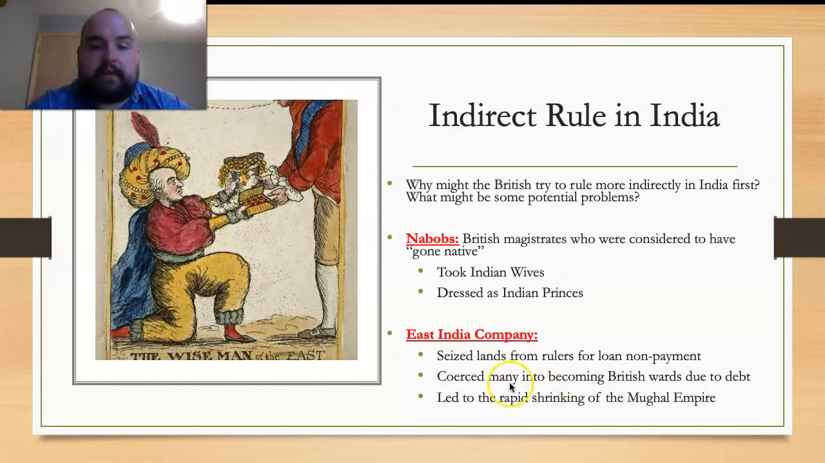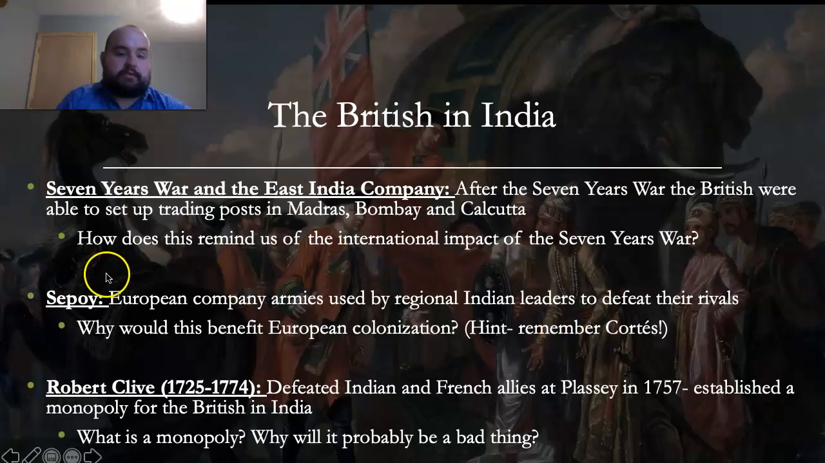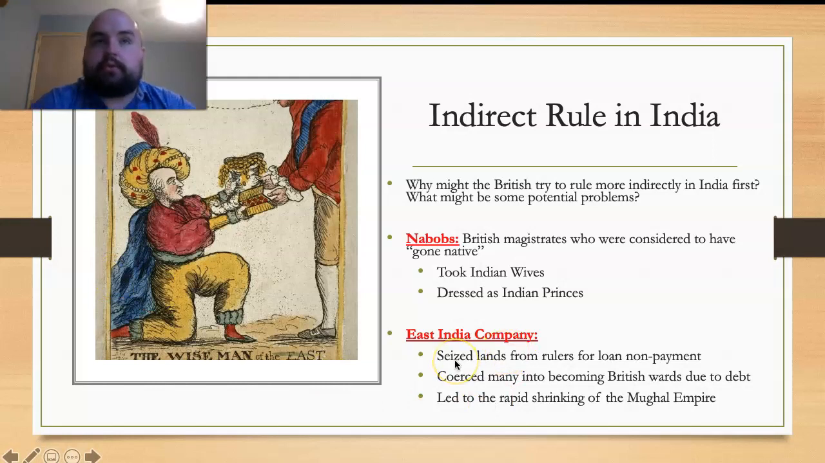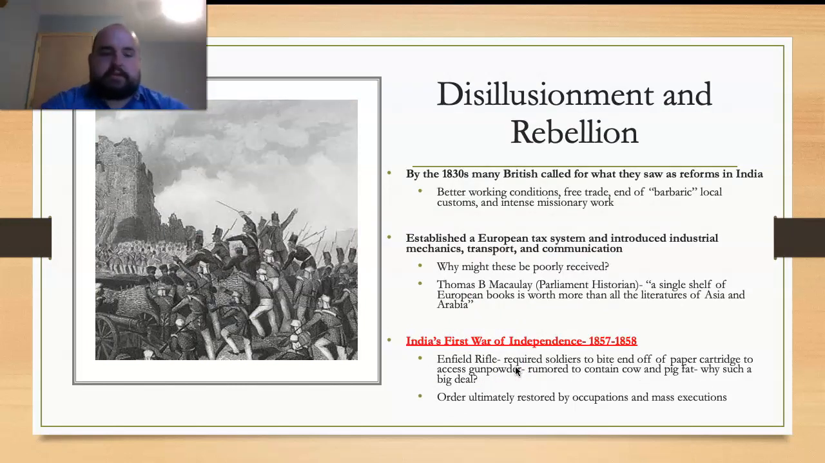somewhat indirectly. Again, going back to their influence through these sepoys, they would take lands from rulers in response to loans not being paid. They would often coerce many into becoming British wards due to this debt. And this is what led essentially to the rapid shrinking of the Mughal Empire that we talked about a little bit earlier. Up to this point, the Mughal Empire had still been ruling most of India, but as the British started to gain more and more economic control over the region, they were able to take lands from individual rulers as time progressed.